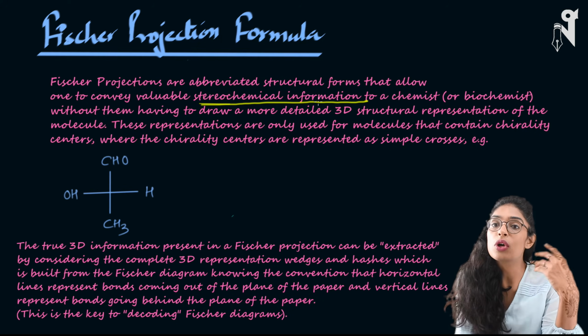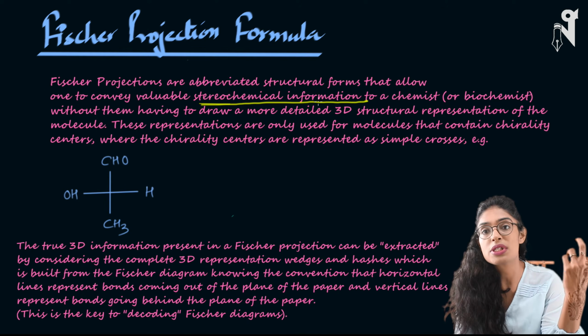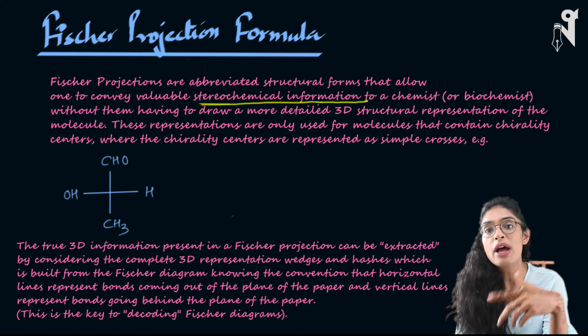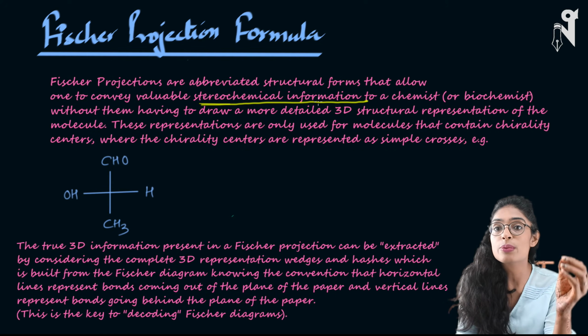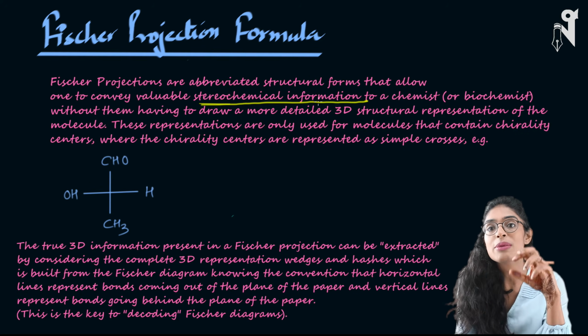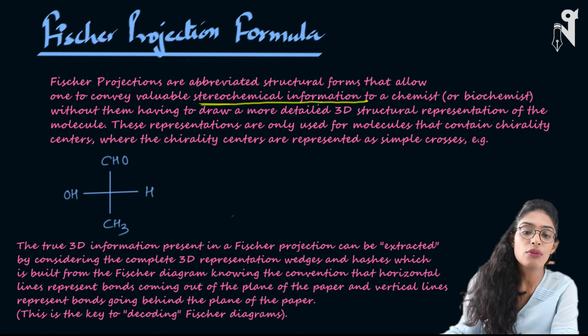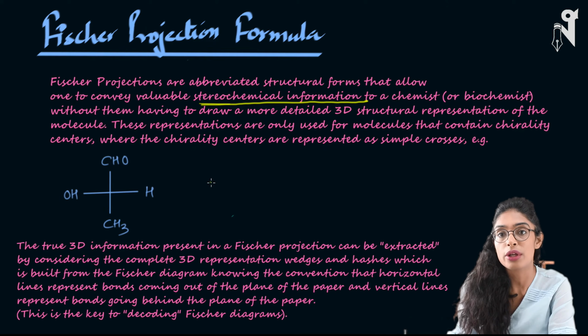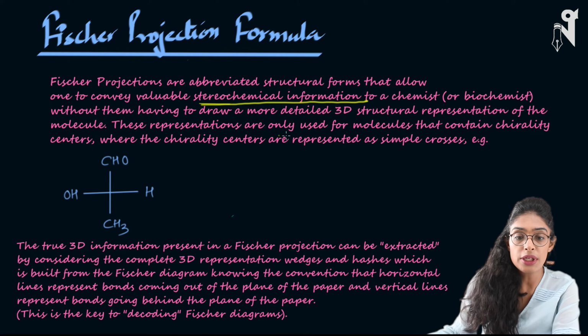For example, when you talk about alkenes, alkenes can be represented as cis and trans. In exactly the same way, optically active compounds also have isomers, called the R isomer and the S isomer, which you will be studying later on. Those isomers can ideally be represented by the Fischer projection. They tell us a lot of information without drawing the 3D structure, which can be very complicated for bigger molecules.